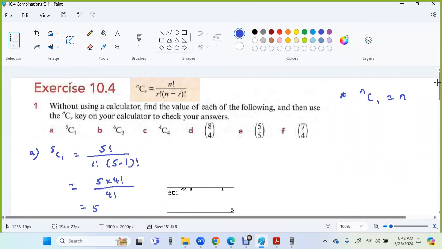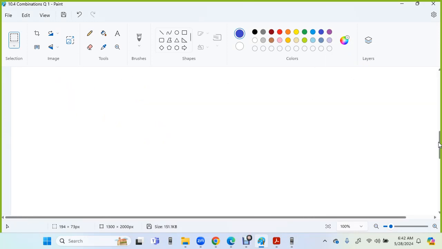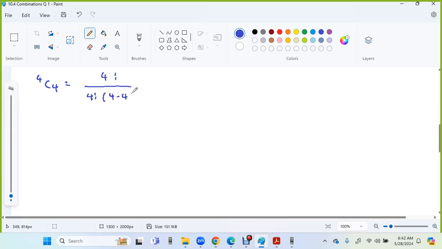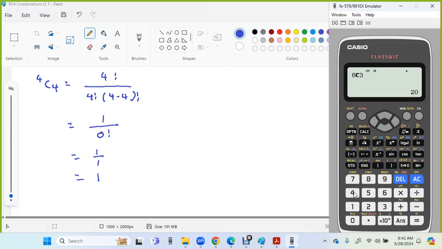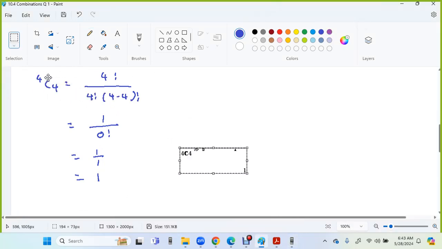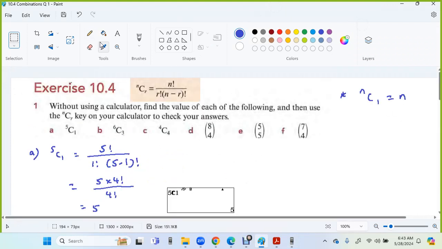Yes, correct. Then we have 4C4. So 4C4 is actually 4 factorial over 4 factorial times 4 minus 4 factorial. So we have 1 over 0 factorial, which is 1 over 1, which is 1. So 4C4 is 1. So over here, we also know that nCn will always be 1. Okay.